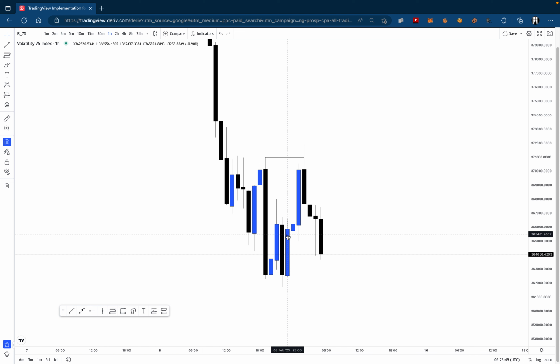I'm choosing to use the volatility 75 index today because of its randomness. I just want you to know that in the near future we will go into the area where we will pay attention to time and price, the London session, New York session, and the likes of it.